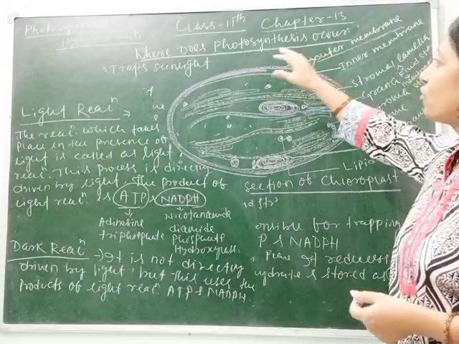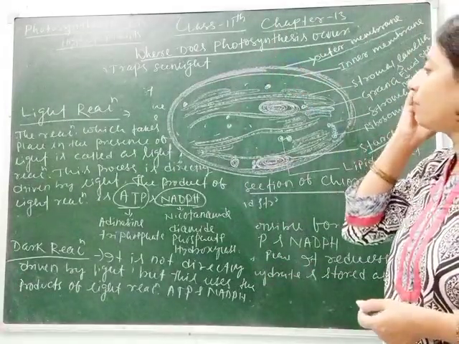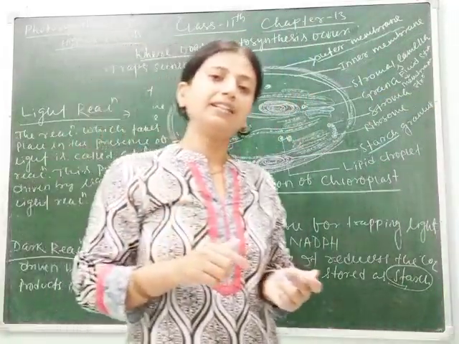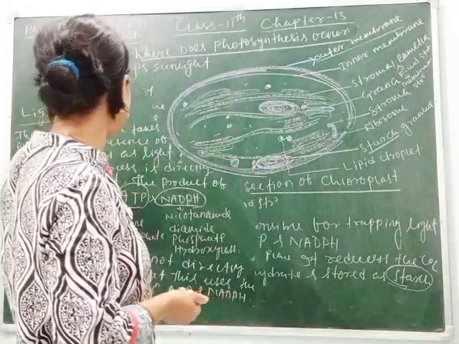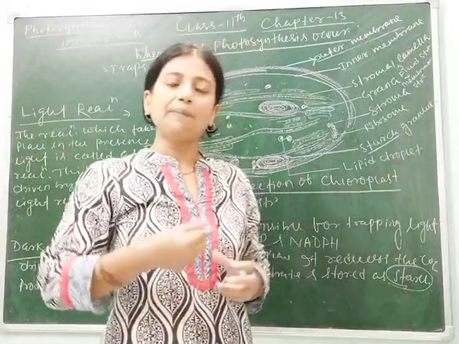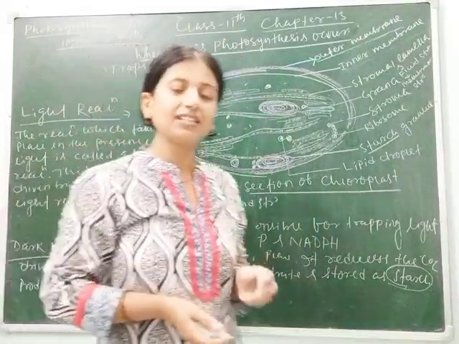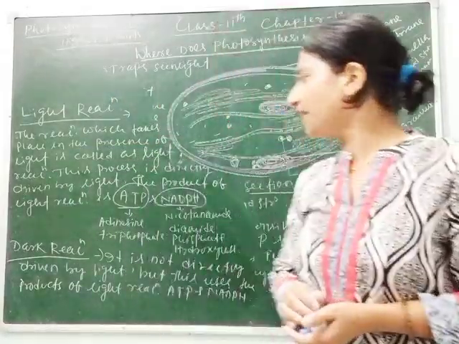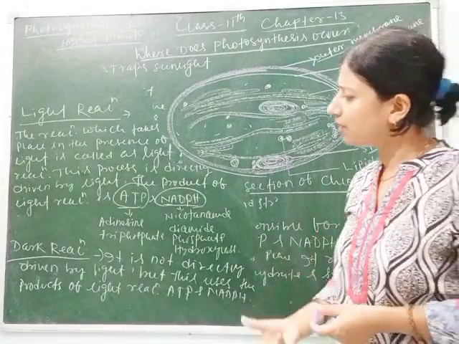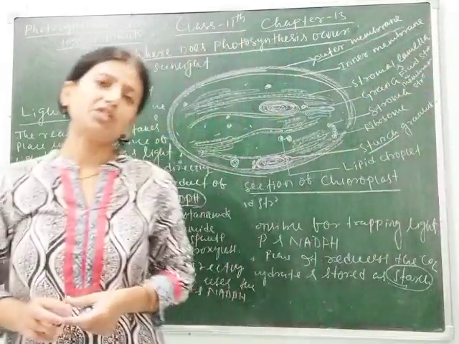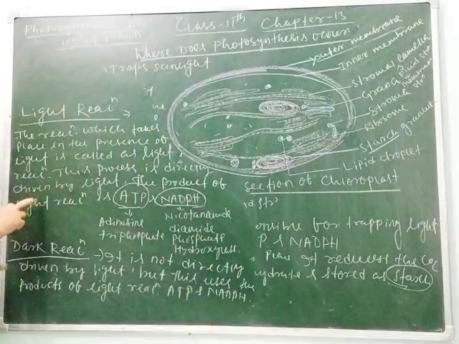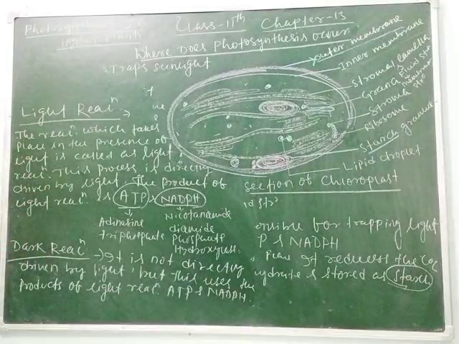This is where photosynthesis occurs, and the two terms we know today are light reaction and dark reaction. Light reaction takes place in the presence of light, and dark reaction uses the products of light reaction. Dark reaction normally takes place in desert plants, and some other plants also. When we study C3 and C4 plants, we will clearly know the importance of these two reactions, light reaction and dark reaction.